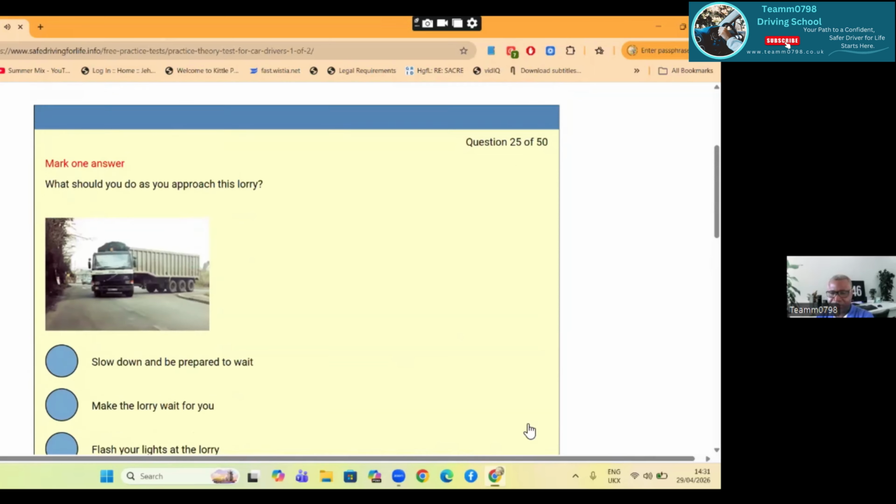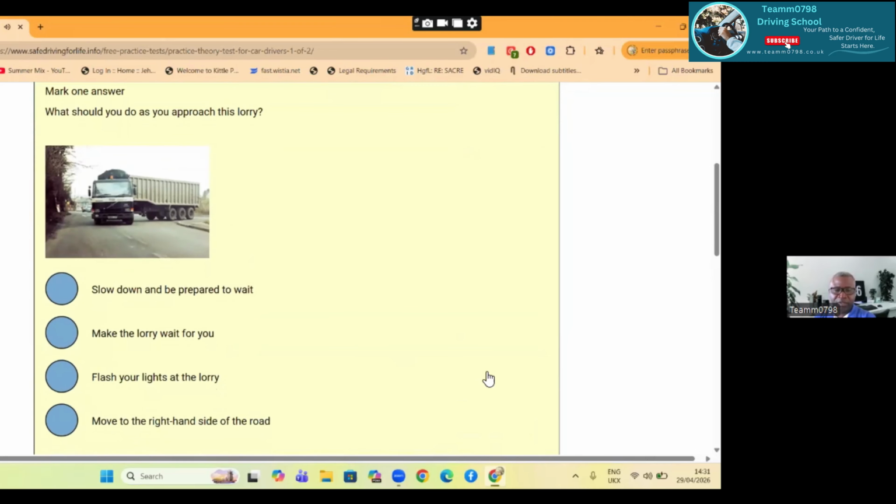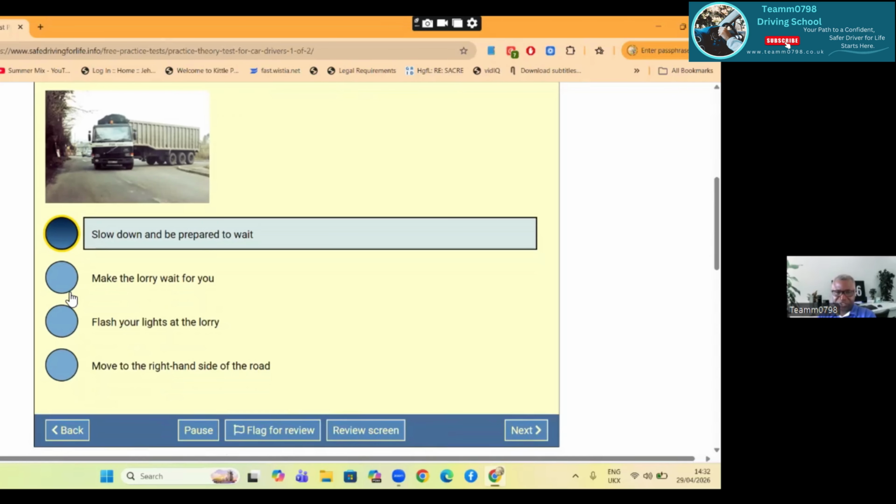Roundabout. Mark 1 answer. What should you do as you approach this lorry? Slow down and be prepared to wait. That's the right thing. Prepared to wait. So make the lorry wait for you. It's a no-no. Flash your lights at the lorry. Very bad idea. Move to the right, but that's dangerous. You're going to head-on collision. Even the road is not clear, you cannot go. Okay, this is part of your forward planning as a driver. You see that incident there, you start slowing down, slow down significantly, and be prepared to stop. It's the safest thing to do. Remember, your job as a driver is to drive safely. You can plan ahead, and planning ahead will help you do that.